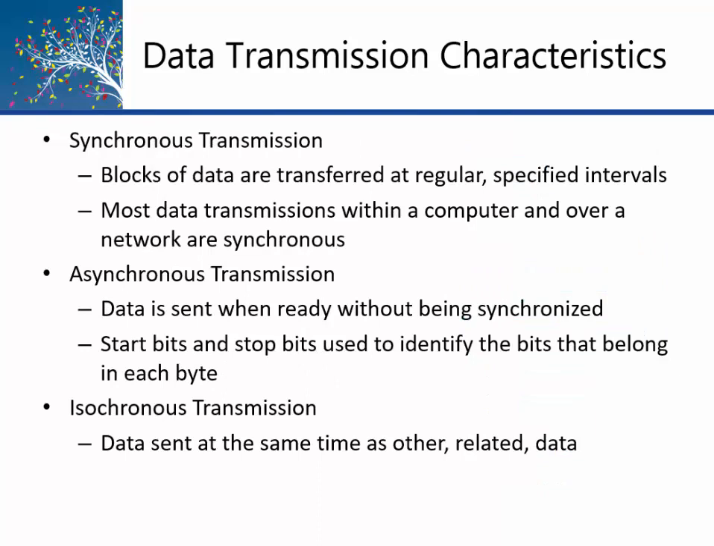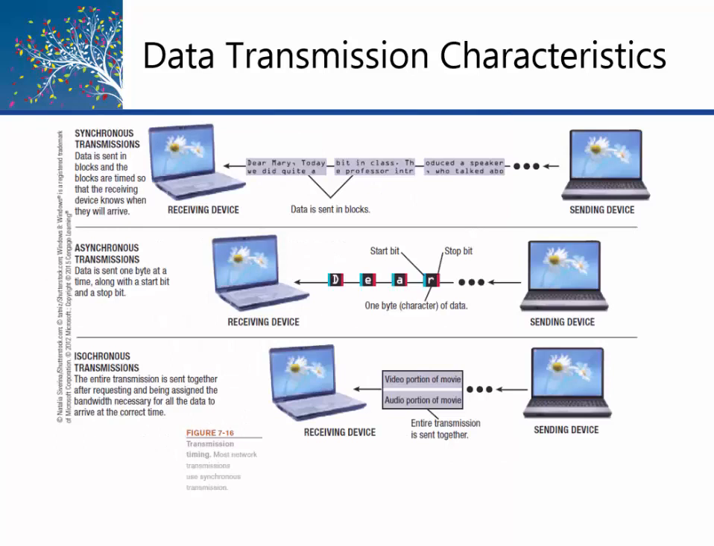Synchronous and asynchronous. The idea here is that with synchronous transmission, everything's going in regular specified intervals. Asynchronous, you don't know how long it's going to be from one data transmission to the next. And isosynchronous is where things get synced up together. This figure on the next slide is the best way to understand this. In traditional TCP/IP internet data transmission, data is broken into fixed-size packets, and then the packets are all sent off together. That's a good example of synchronous.